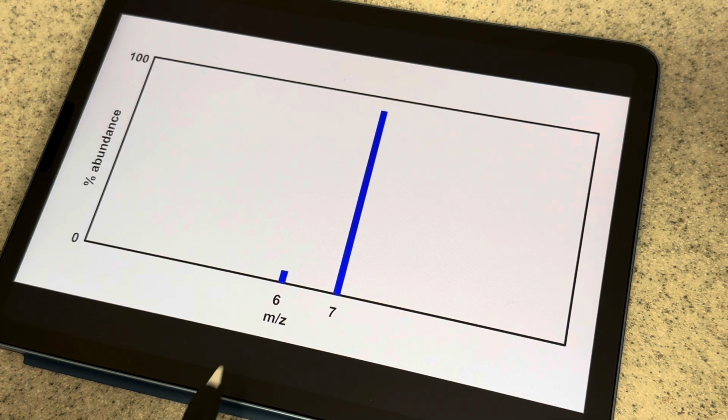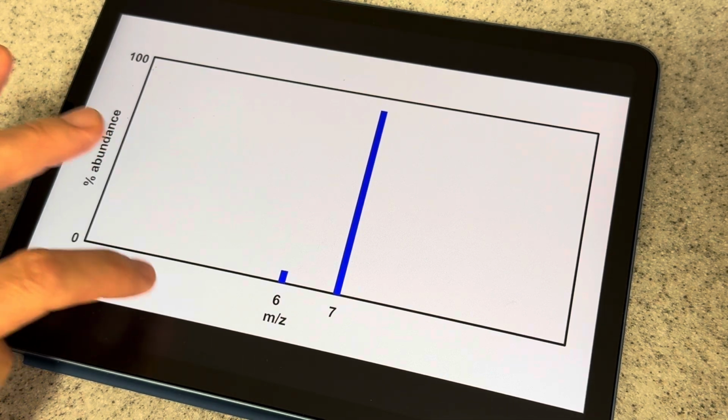Next little thing we'll look at is this x-axis label. You can see it says M over Z there. So what's the spectrometer actually measuring? It's measuring the mass of the isotope, so M, and it's dividing it by the charge of the isotope. This is sometimes referred to as the mass to charge ratio, or you can just refer to it as M over Z.